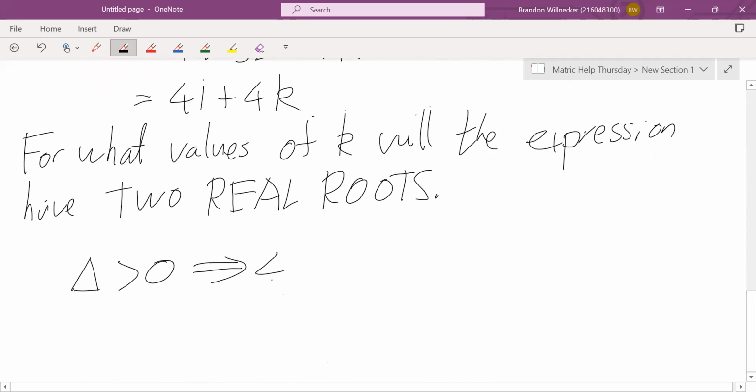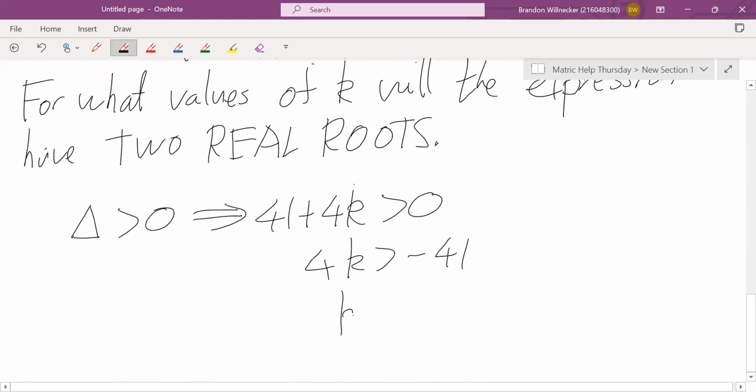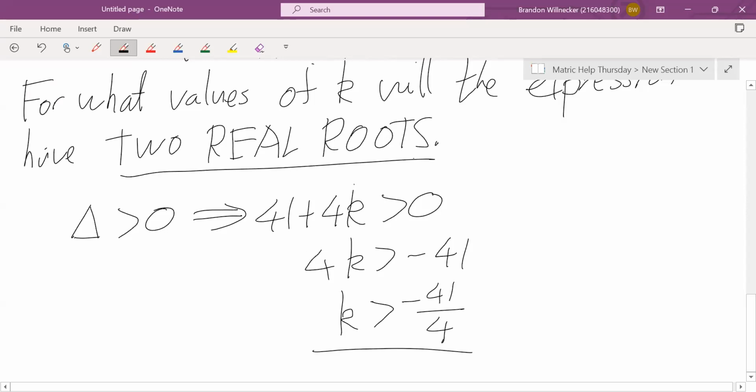So what does that mean? It means that 41 plus 4k must also be greater than 0. Okay, so we have 4k is greater than minus 41. So k must be greater than minus 41 over 4. Okay, so this is the condition for 2 real roots. And you can do a very similar thing for 1 real root, then it would be equal to 0. And if you want no real roots, it must be less than 0. Okay, I hope that helps.